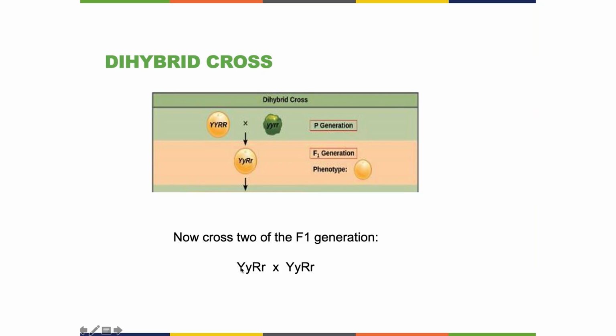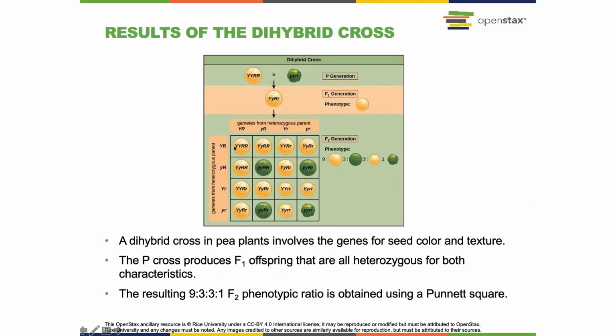Well, this organism could give us a big Y with a big R. It could give us a big Y with a little r, a little y with a big R, and a little y with a little r. And this organism, the same thing. So this time our Punnett square is going to be 4 by 4, because big Y big R, big Y little r, little y big R, and little y little r. And then we fill in, okay, big Y, big Y, big R, and so on as you work your way across.